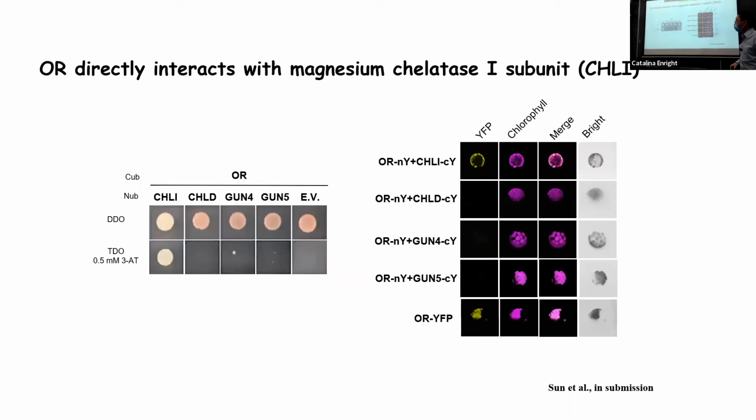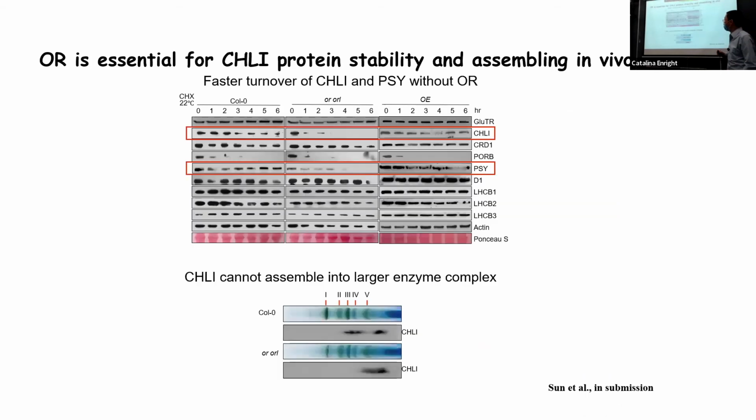Because OR is a molecular chaperone, we checked whether OR also functions as a molecular chaperone of chlorophyll biosynthesis enzymes. Finally, we figured out that OR directly interacts with magnesium chelatase subunit I. Magnesium chelatase is an enzyme complex with several subunits, CHLI, CHLD, and CHLH, which is also named GUN5. We confirmed that OR directly interacts with CHLI. Then we checked protein stability. We figured out that in the OR-like double mutant, the stability of CHLI and PSY is affected, so their turnover is very quick.